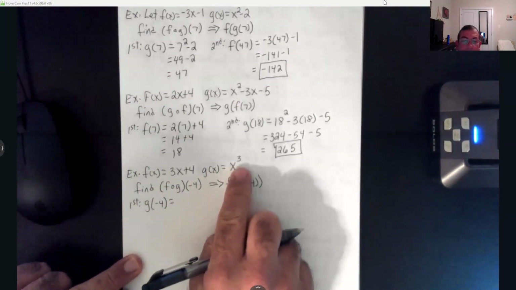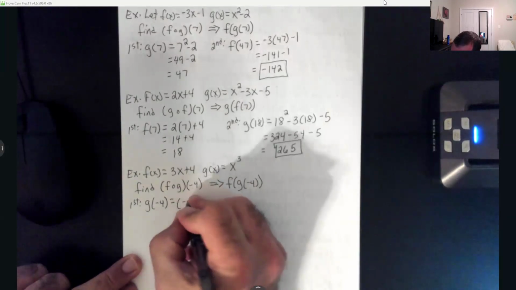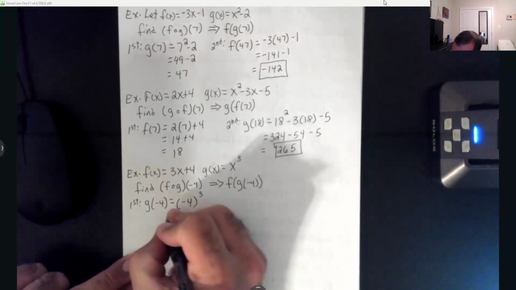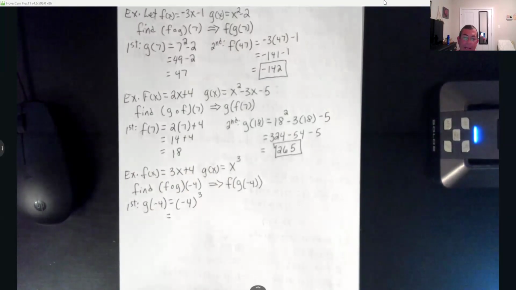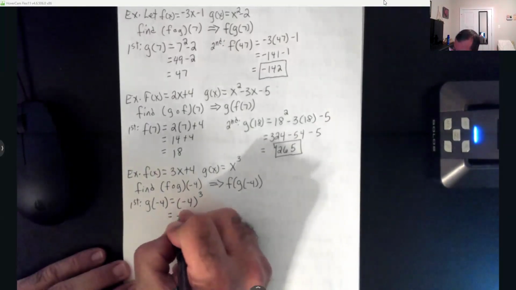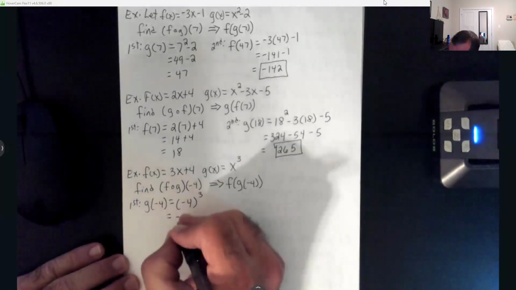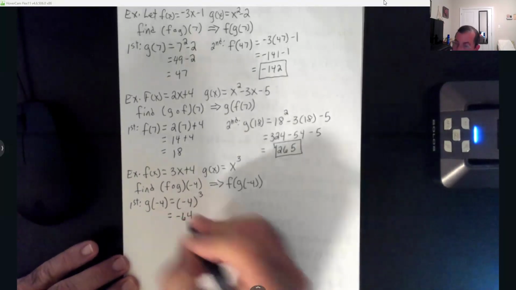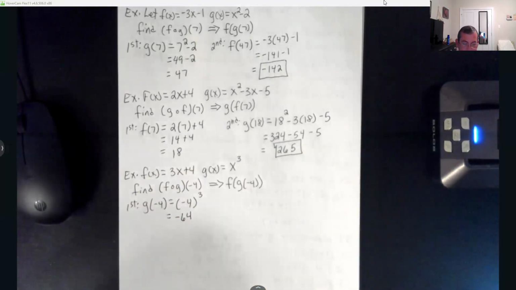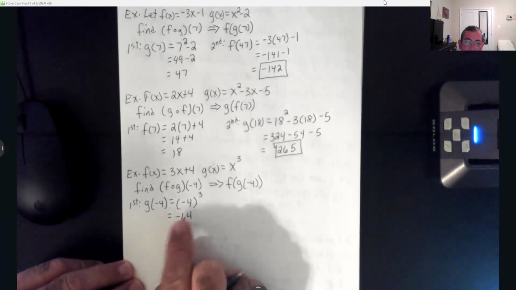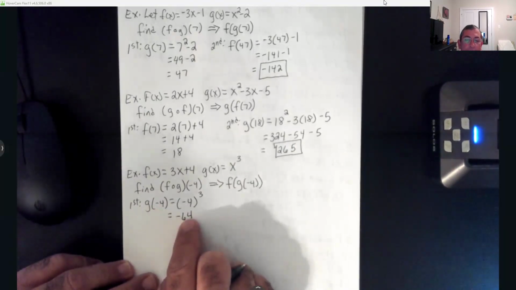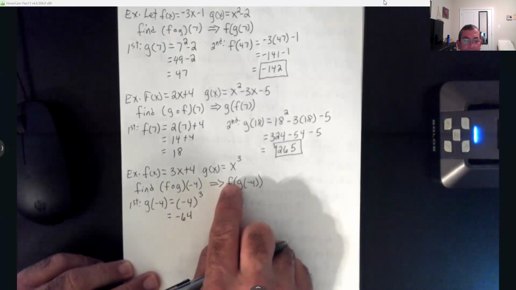We know G is just X to the third. So that's going to be negative 4 to the third. So that'd be like negative 4 times negative 4 times negative 4. You've got 3 negatives, so it will stay negative. And then 4 times 4 is 16. 16 times 4 makes that a negative 64. So guess what? Since G of negative 4 is negative 64, we now need to put that answer into the F.